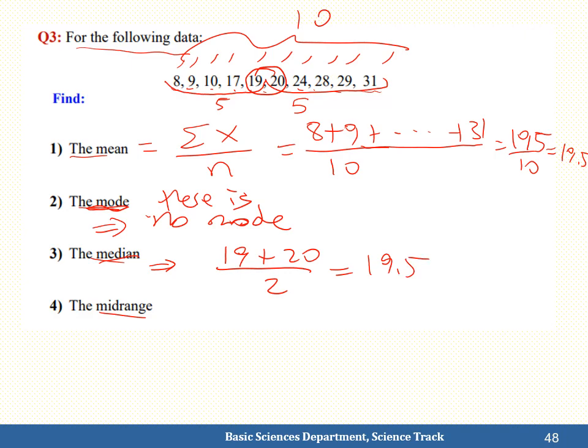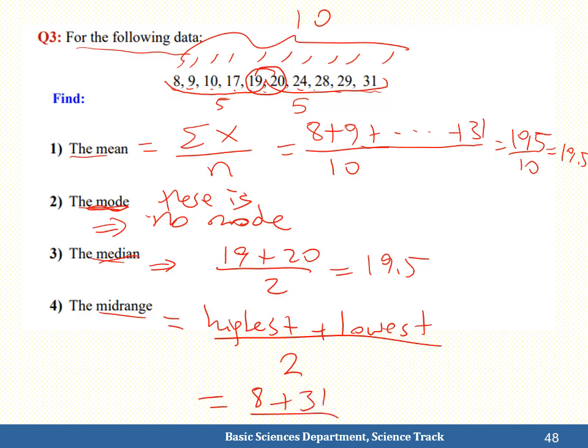Now the mid-range is the highest plus the lowest divided by 2. So it will be 8 plus 31 divided by 2, which is 19.5. So in this data, we got the mean, median, and mid-range all the same. Sorry, there's no mode, but the rest are the same.